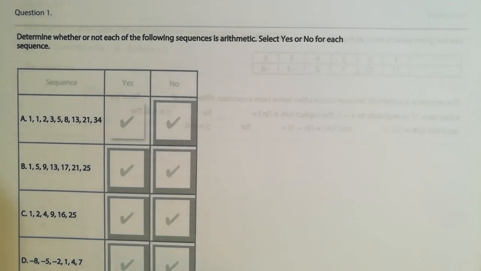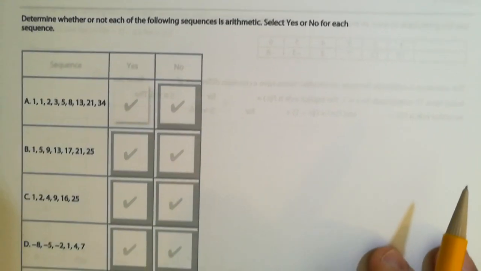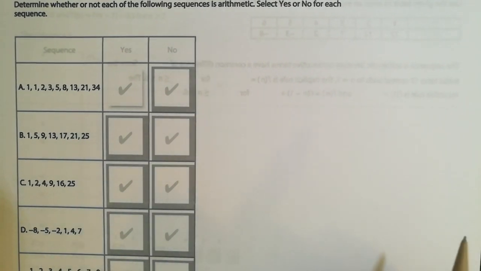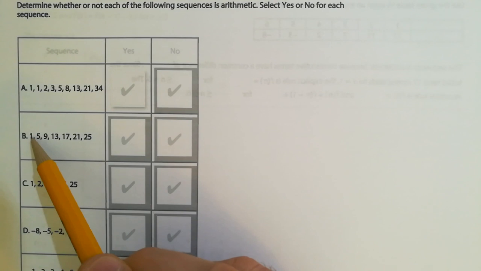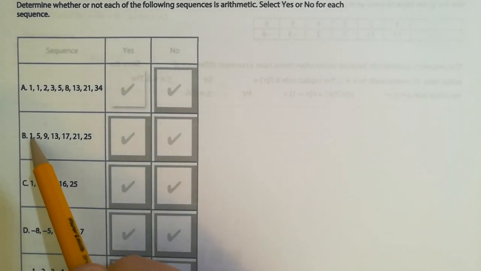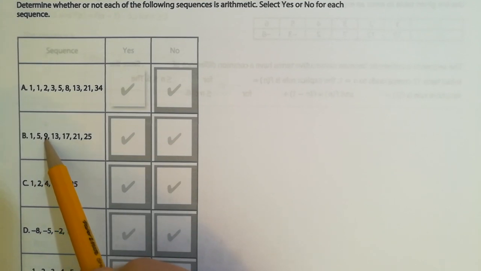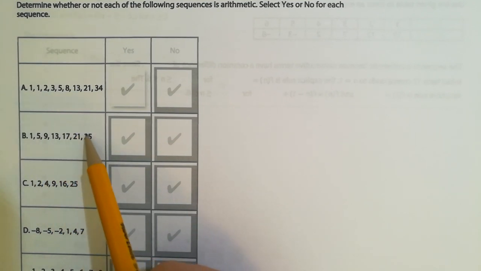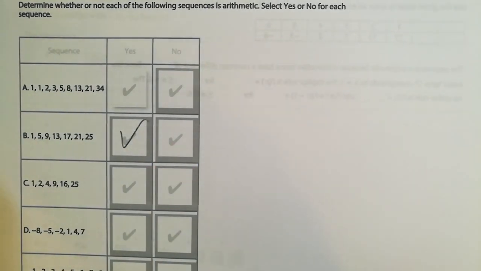All right, so let's do some examples from my.hrw.com. This first one, all you're doing is identifying if these are arithmetic or not. So you just want to see, do the values go up by a common difference? Let's see, on part B here, up by 4, up by 4, up by 4, up by 4. Yep, so yes. That's all that is there. I'll let you guys do the rest of those.